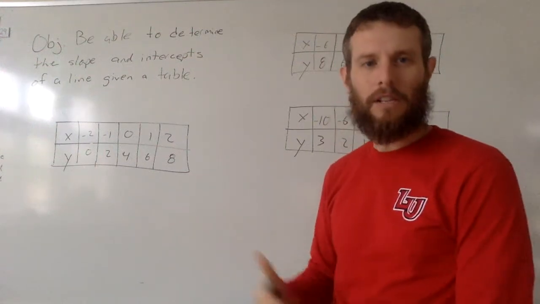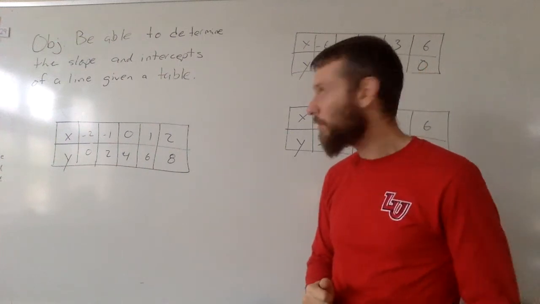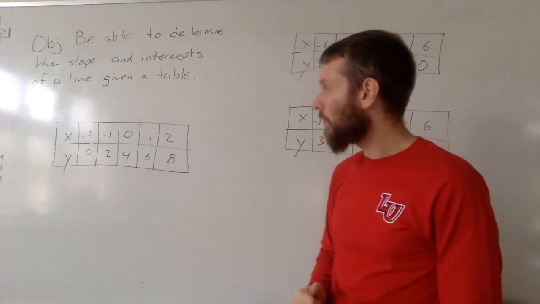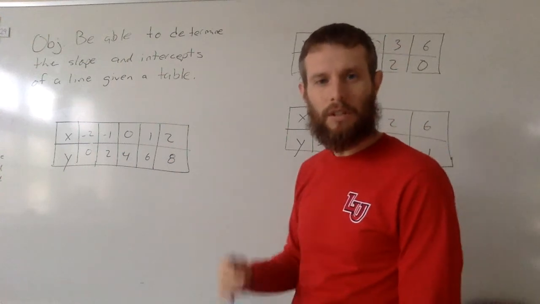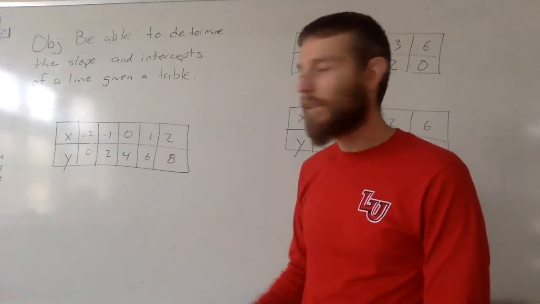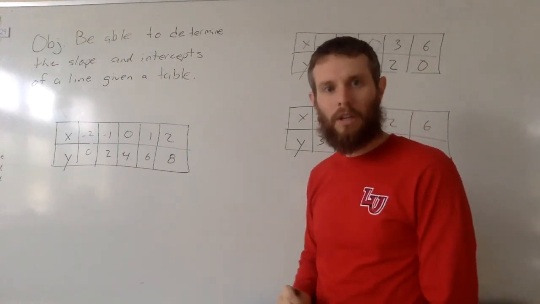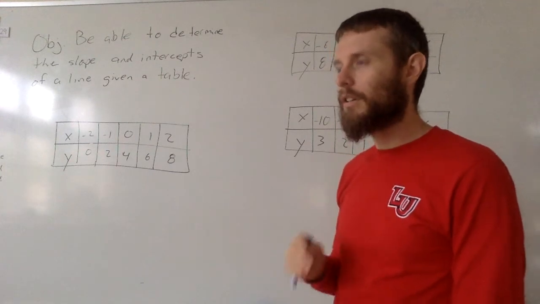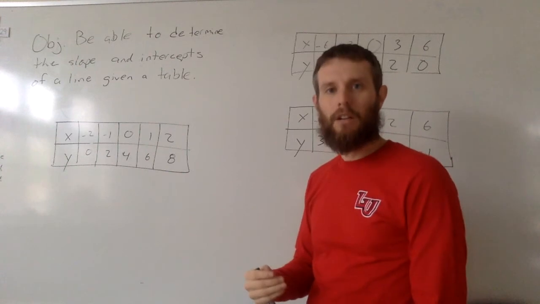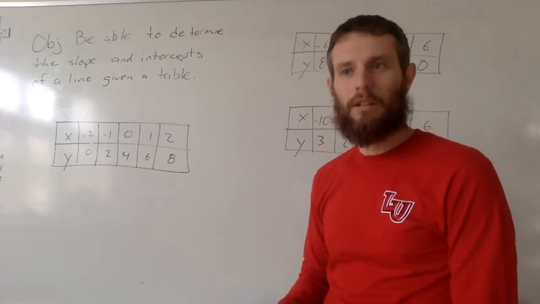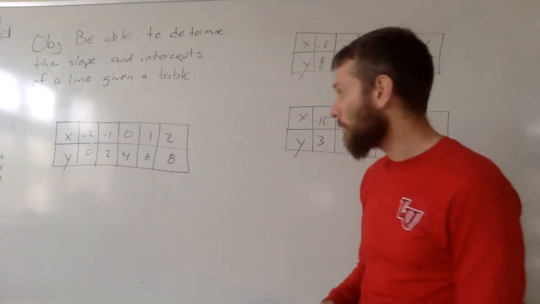For this lesson, or after this lesson, I want you to be able to determine the slope and the intercepts of a line given a table. I'm going over several different things to do with tables and equations and graph lines and how they relate to each other. Here we're taking a table and finding the slope and the intercepts, particularly the y-intercept. If we know how to do that, then we can very easily write the equation in y equals mx plus b, or slope-intercept form.